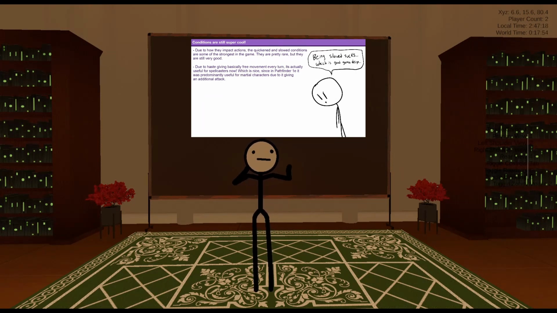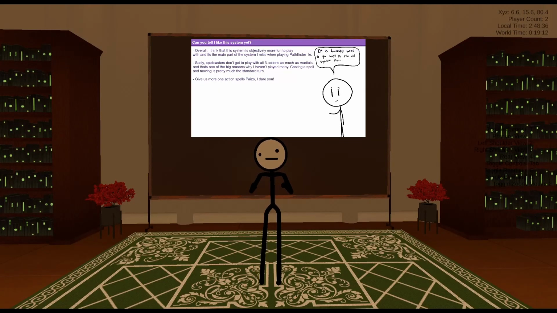Now, overall, I feel like it's clear that I really, really, really like the 3-action system in Pathfinder 2e. I've said it in a ton of my videos, and honestly, I think you're going to be very hard-pressed to find someone on the internet who doesn't think that it's been well executed. But there is one gripe that I feel is incredibly justified that a lot of people have, which is that spellcasters disproportionately get less out of the 3-action system than marshals.